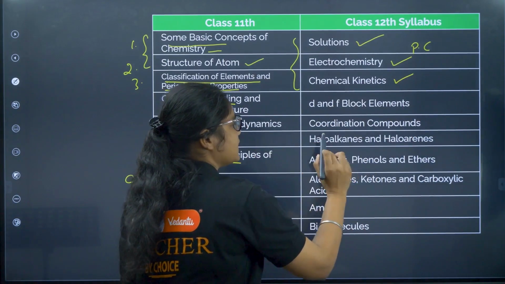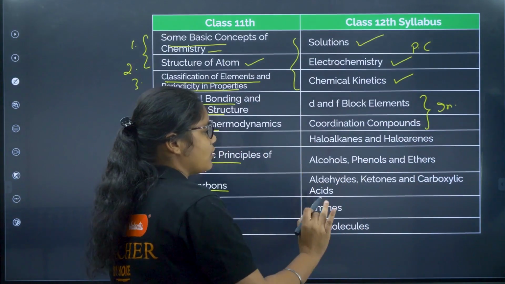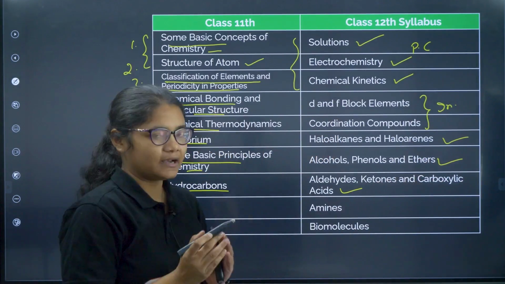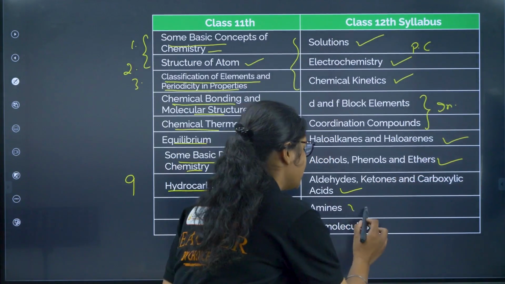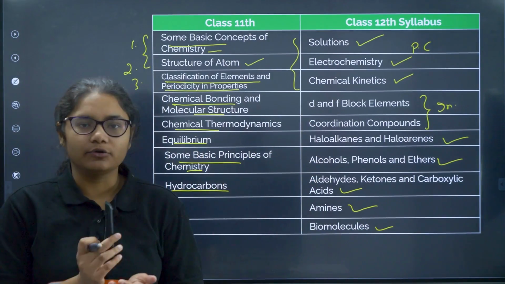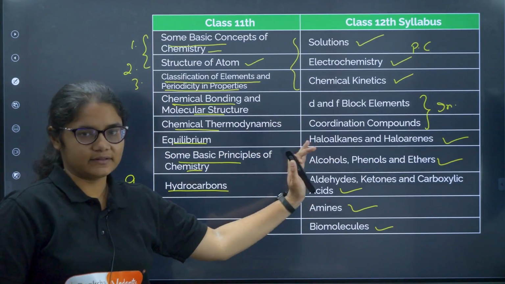Then D block elements and coordination compounds are from inorganic chemistry. Then we have all the organic chapters, that is haloalkanes, alcohols, aldehydes, ketones and carboxylic acids, amines and biomolecules. So the syllabus is very similar to your PU syllabus. Your 12th board syllabus, whatever topics were there, they are the same here.